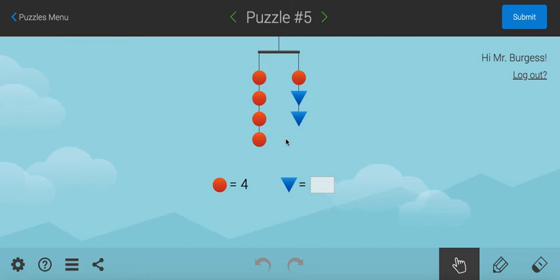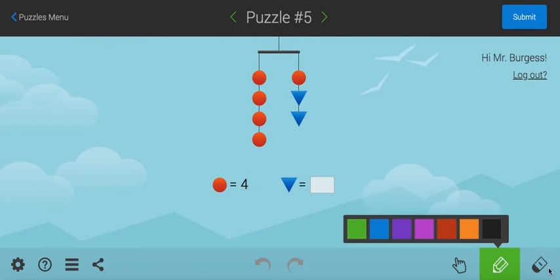And you're in part 3 of my SolveMe Mobiles algebra tutorial. So we're using the tools and the knowledge that we have to try to figure out how to solve these puzzles algebraically. These tools at the bottom are really helpful: the eraser, the pencil tool, you can choose different colors.